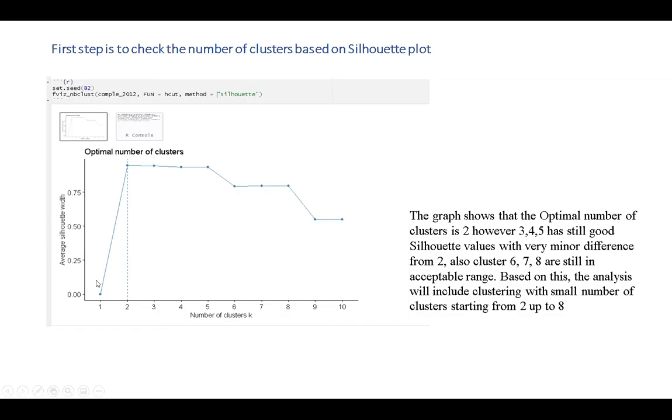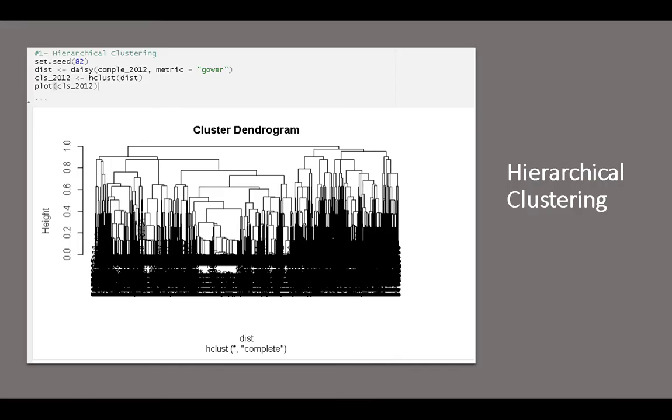The first step we did was theoretically plot the data set of 2012, and it shows that the optimal number of clusters is 2, but we can see that 3, 4, and 5 are still within the acceptable or the same range as 2, and 6, 7, and 8 are also very near to 2. So this doesn't mean that 2 is the perfect one.